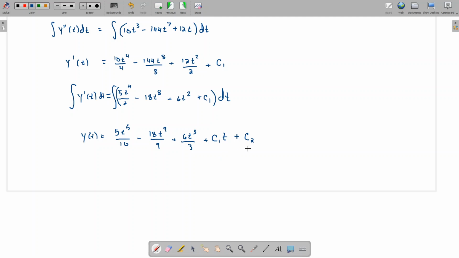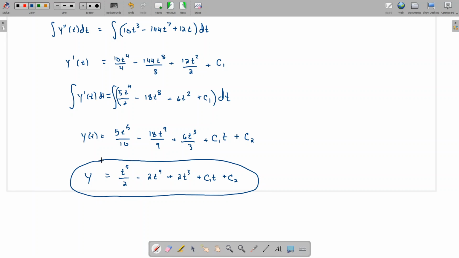And here's where you can see why we have to distinguish between the two. There are two different ones, and they're not like terms. They can't be combined. So if we reduce, we get t to the 5th over 2 minus 2t to the 9th plus 2t cubed plus c1t plus c2. And that represents our general solution for that differential equation.